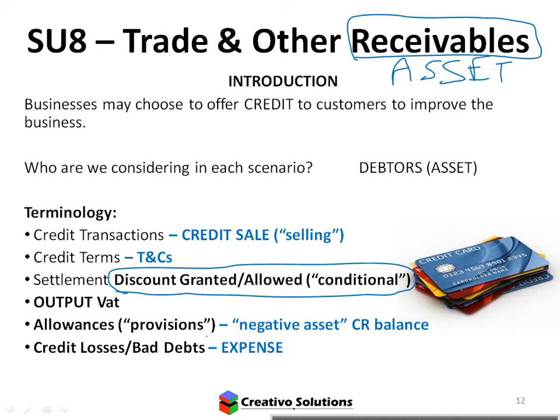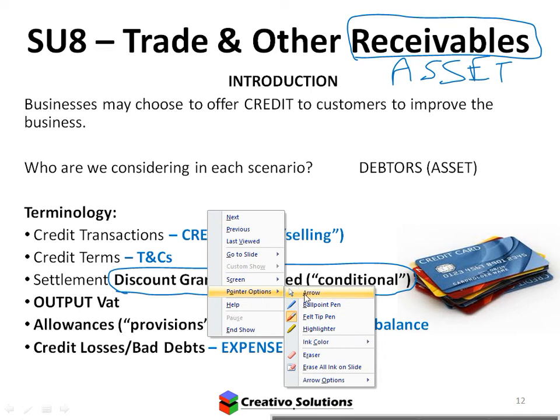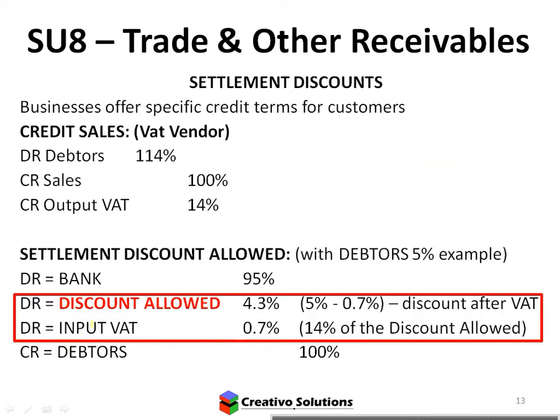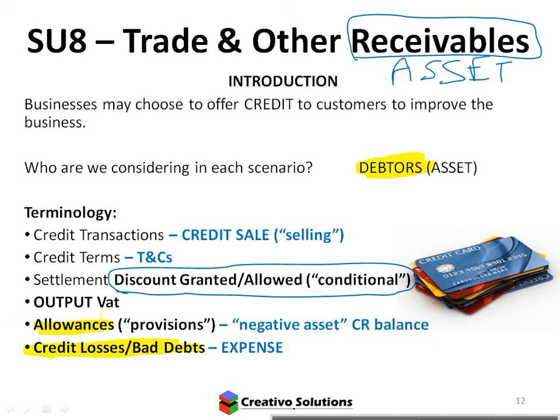So those are the accounts that you need to know. The more important ones: make sure you know what a debtor is, what an allowance is, and what a bad debt or a credit loss is. An allowance is a negative asset. It might or might not be on your notes. If it isn't there, just add it. If it is there, just highlight it. A negative asset means it reduces the value of the asset.